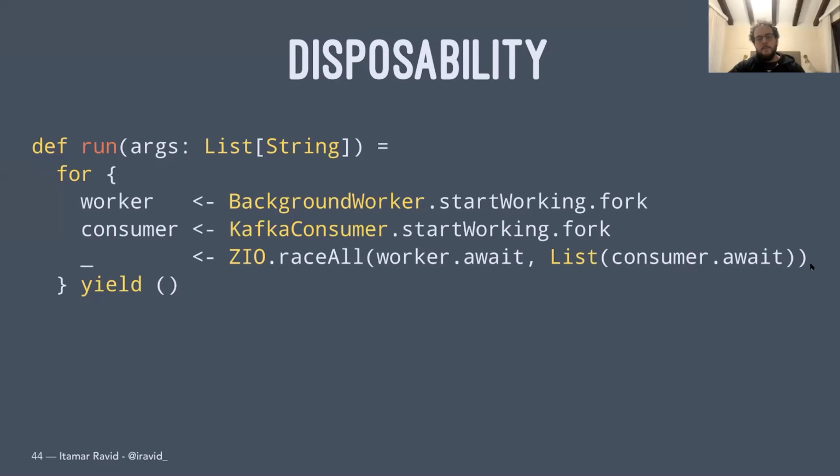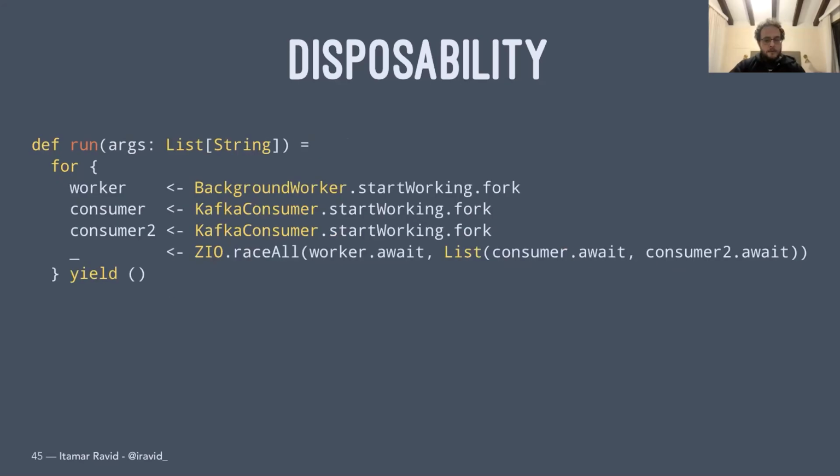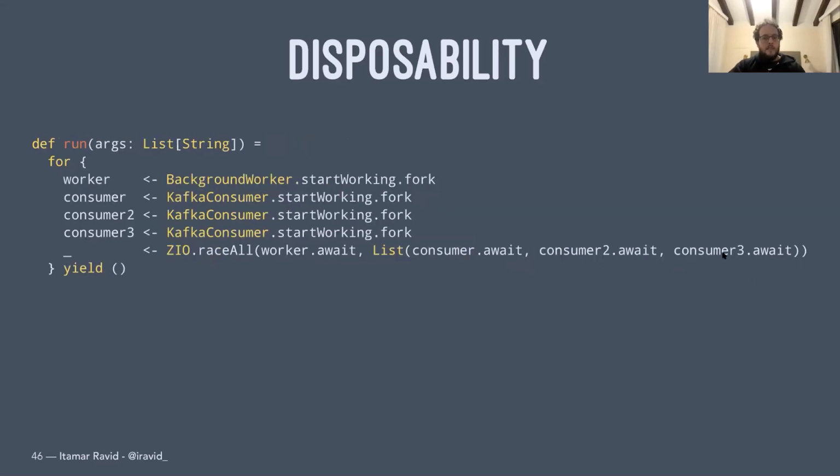I should have added a map ZIO done here, but I'll add the fix before I publish the slides, because we actually want to crash the application if one of these crashes. So anyway, with this pattern, what happens whenever we add more and more processes, so if we're adding more consumers, then we have to remember to add them to the race-all list. And obviously, the compiler will complain if you add one of these fibers to the for comprehension and you forget to add it to the race-all list. But I think it's not super elegant the way to do this.